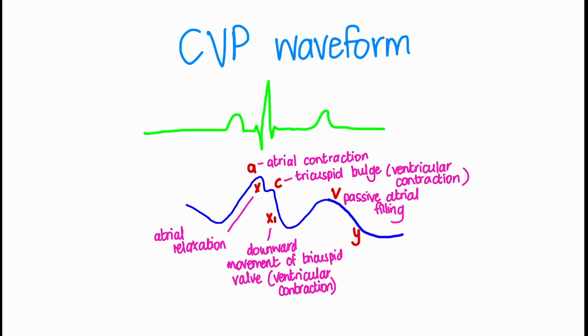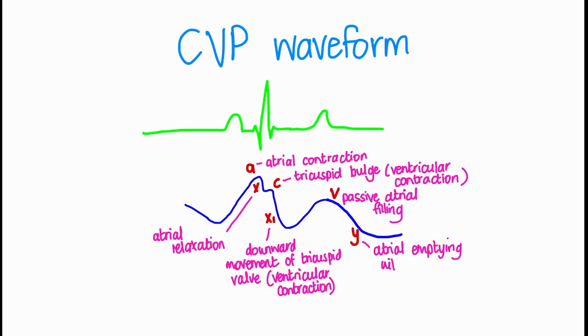The tricuspid valve then opens and we have a passive filling of the ventricles, and the atria will let go of that blood and fill up the ventricles, and of course the pressure in the atria will go down, represented by Y.